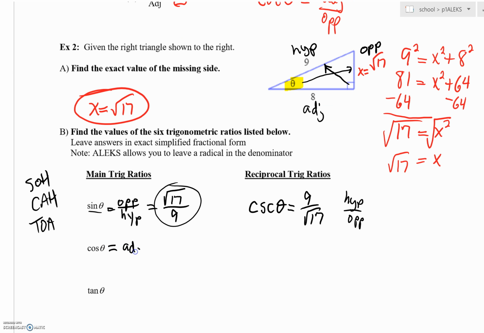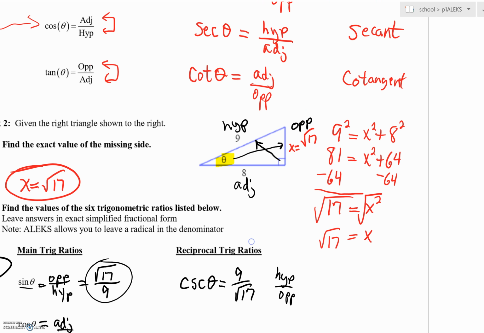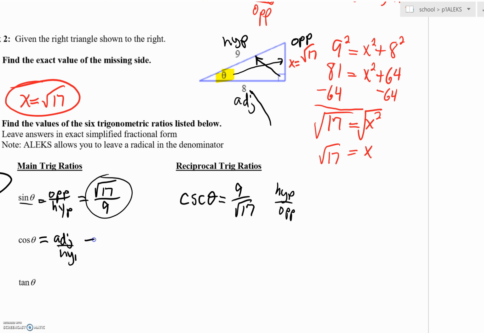Cosine will have adjacent over hypotenuse. We're getting that from the CAH part right here in SOHCAHTOA. We'll come back and you can see that your adjacent side is 8, your hypotenuse is 9. So we'd get 8 over 9. Now the reciprocal function for cosine is secant. And secant is just going to be its flip. Instead of having 8 over 9, you'll write 9 over 8. And that's what you get for hypotenuse over adjacent.